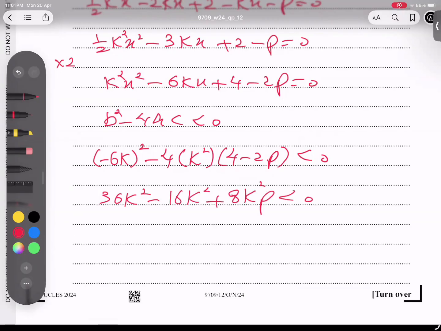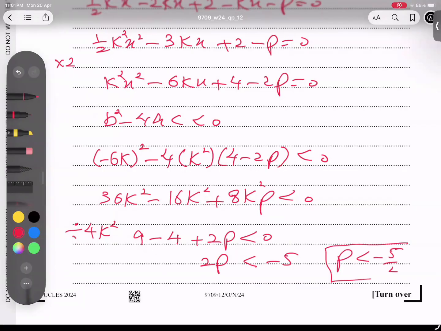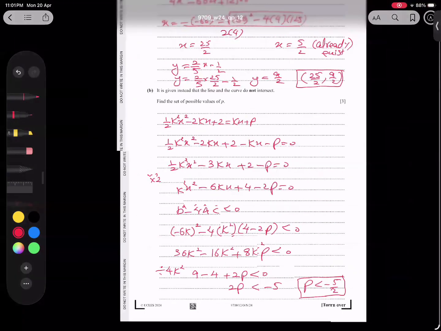As you can see, the full equation can be divided by 2. We can divide by 4 even, and k squared as well. So I got a 9 here, and 4 fours are 16, and here I got 4 twos, and p left only. So I got 2p, and the 9 goes there and this becomes negative 5. So the p value is less than negative 5 by 2. And he was asking for the same thing: what are the values of p? I hope the point of the question is very clear.